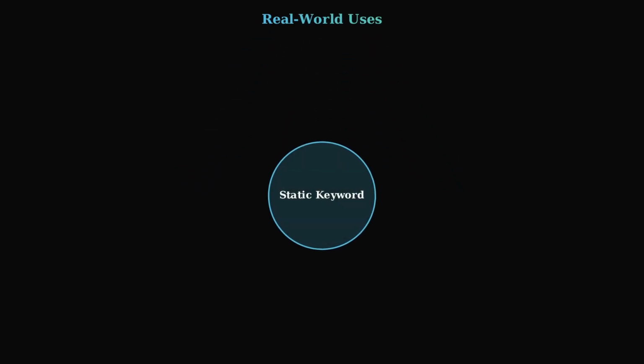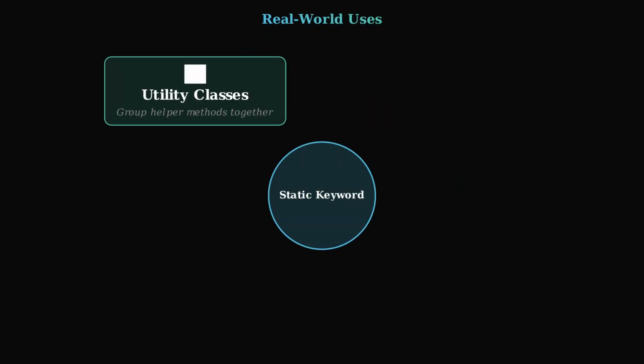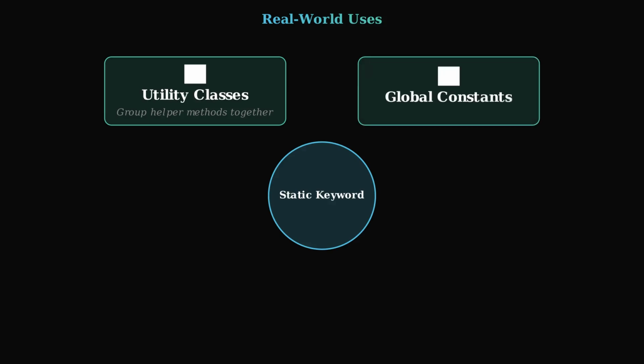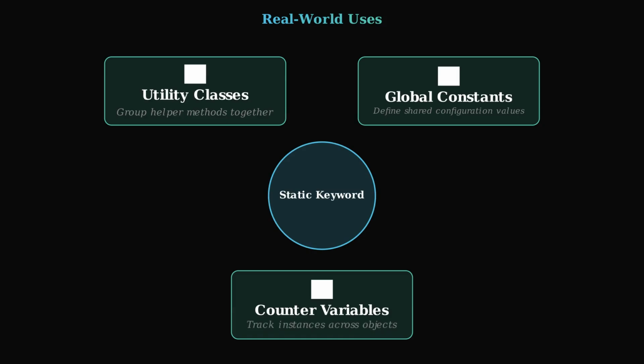How is static keyword used in the real world? Utility classes. Group helper methods together. Global constants. Define shared configuration values. Counter variables. Track instances across objects. Static keyword powers all these applications. Let's see the problem it solves.